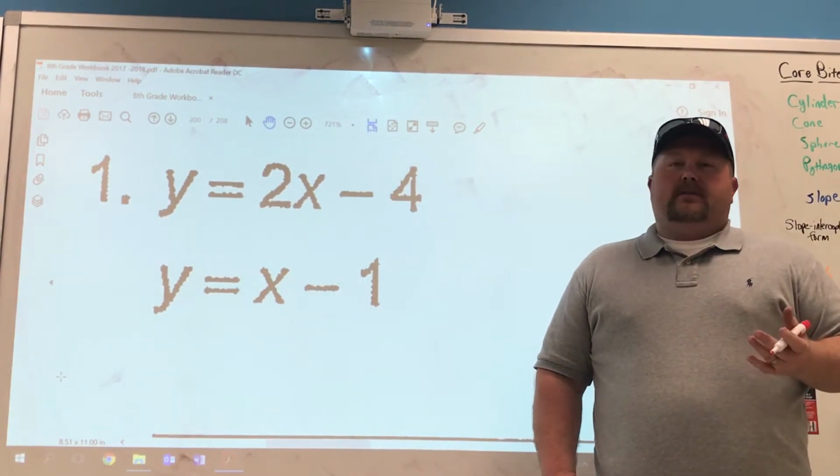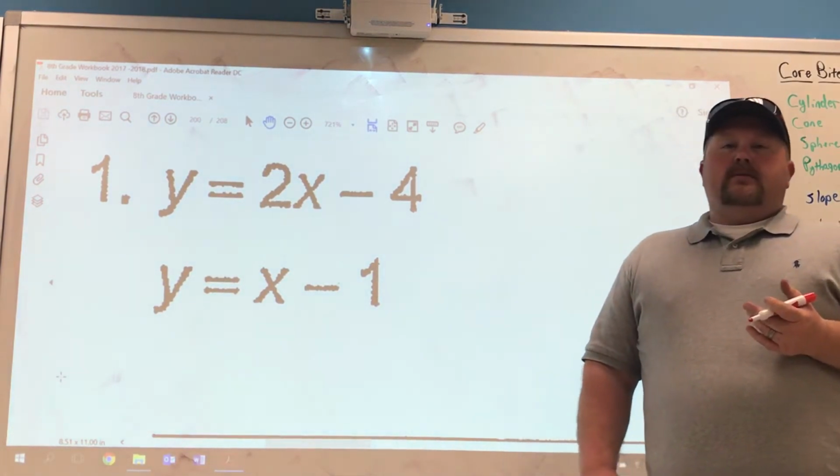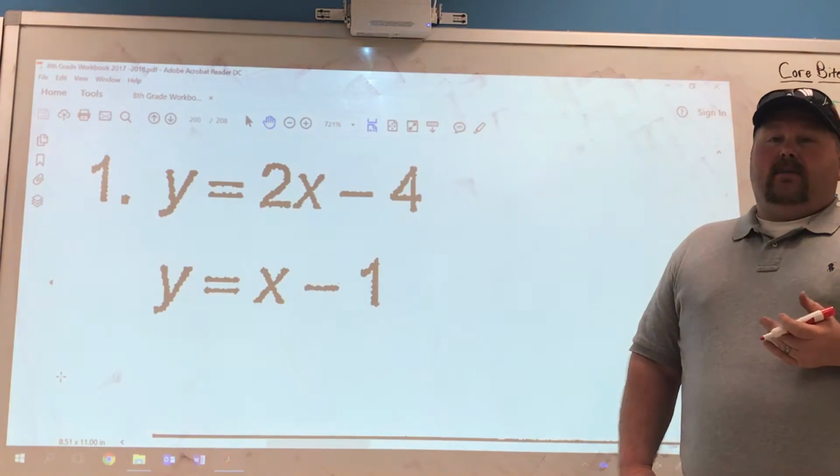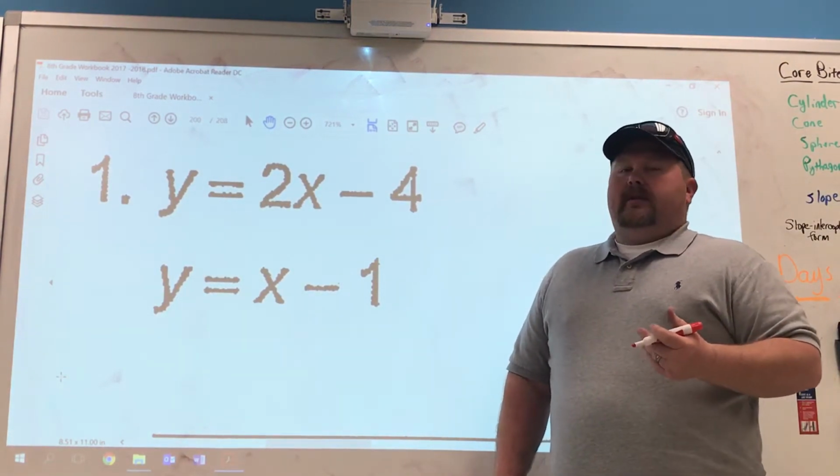If they cross each other, we'll get one solution, which will be an ordered pair. You could get no solution, which indicates that they are parallel lines, or you could get infinite solutions, which means it's a line on top of a line.